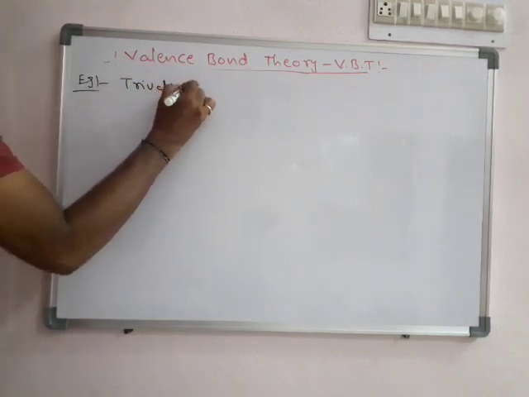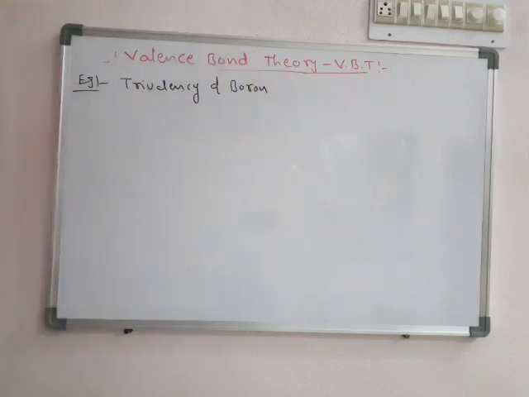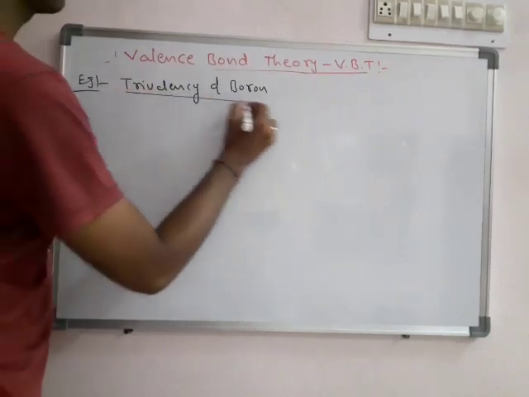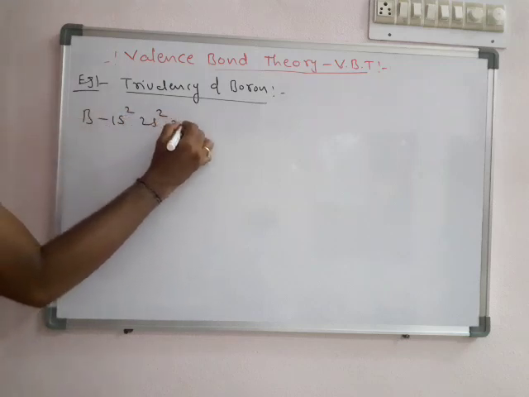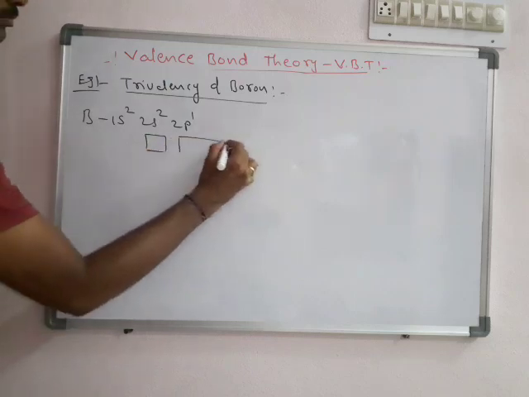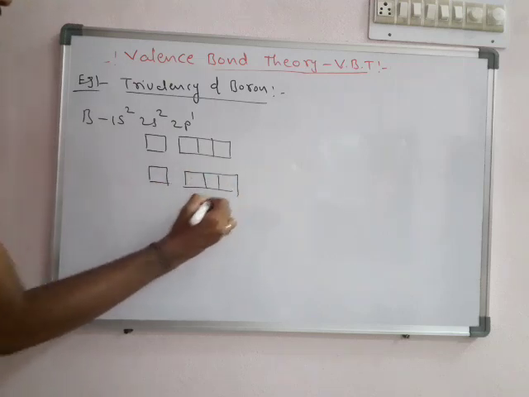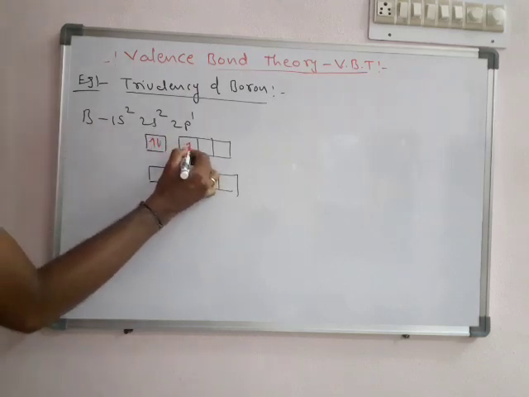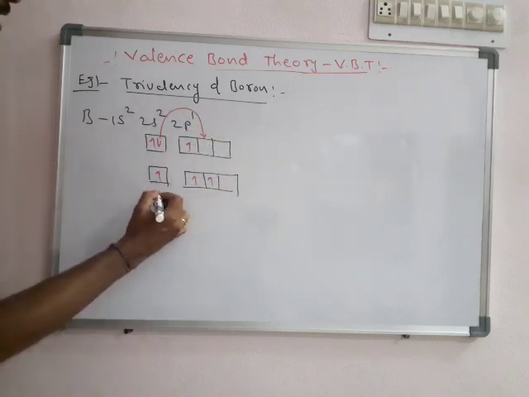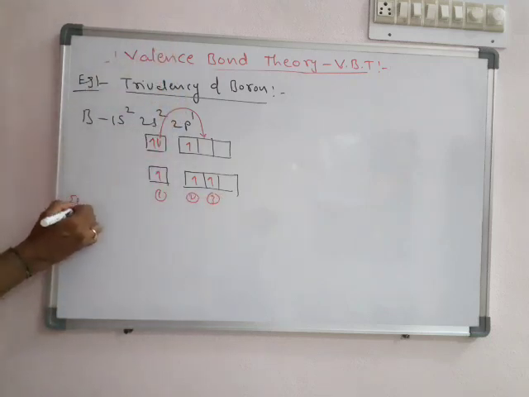For writing purposes I am writing again: trivalency of boron. How is it possible? How does it form three bonds? The valency shell has two electrons in 2s, so one electron is excited to here. Now there are three unpaired electrons, so it can form three bonds, that's why it's called trivalency. Now let's see the other example.